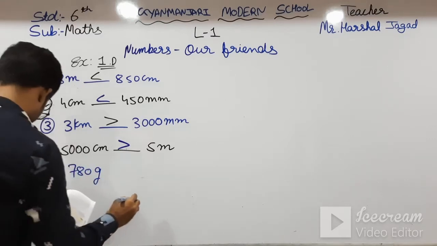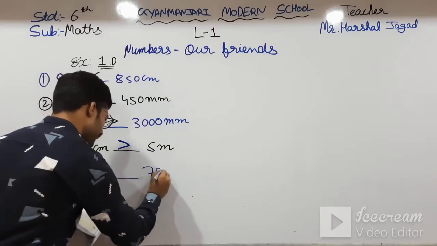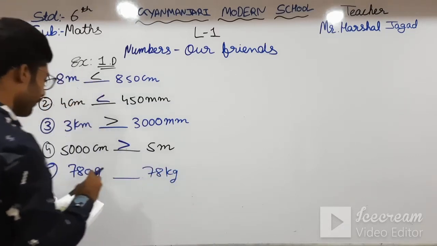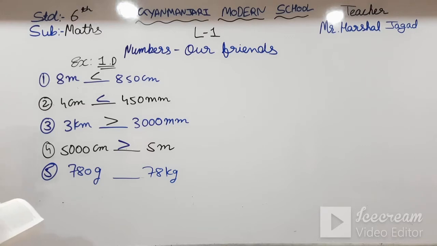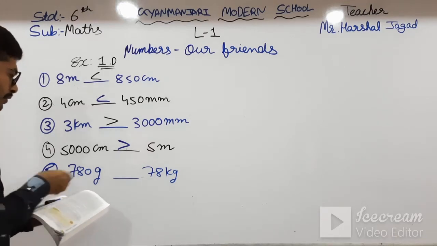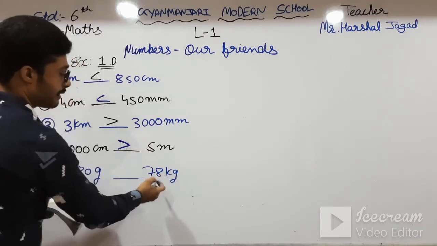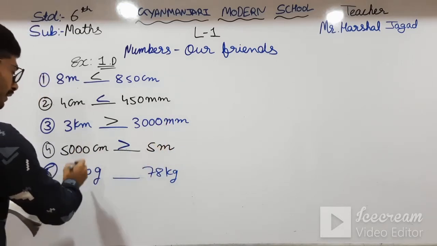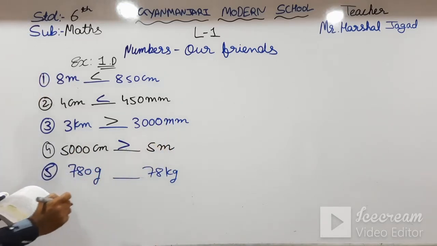Fifth one, that is 780 gram and 78 kg. We all know 1 kg is equal to 1000 gram. So, 78 kg means 78,000 gram. So, which one is greater? This one.